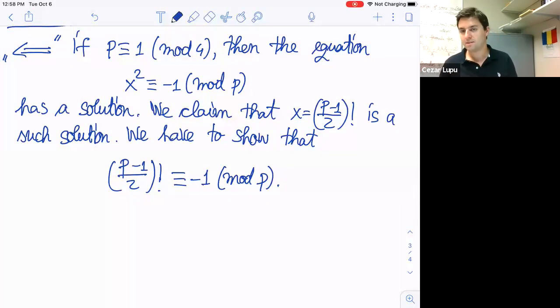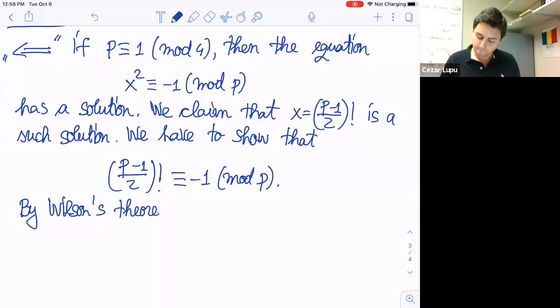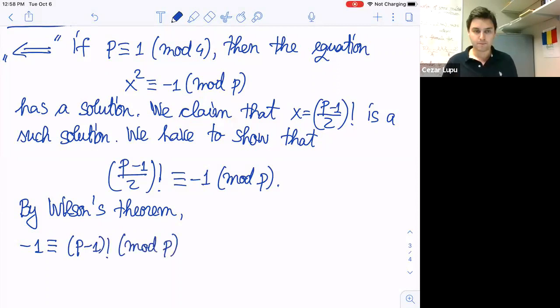So we're going to use the same idea as in problem number 1. Keep in mind that there we had separated the odd and the even numbers in that factorial. So we're going to do something pretty similar here. And what we're going to do is the following. We're going to use Wilson's theorem again. So by Wilson's theorem, we have the following. Hold your breath a bit. So this will be -1, which I'm going to write as P minus 1, which is congruent with (P minus 1) factorial mod P. This is Wilson's theorem.